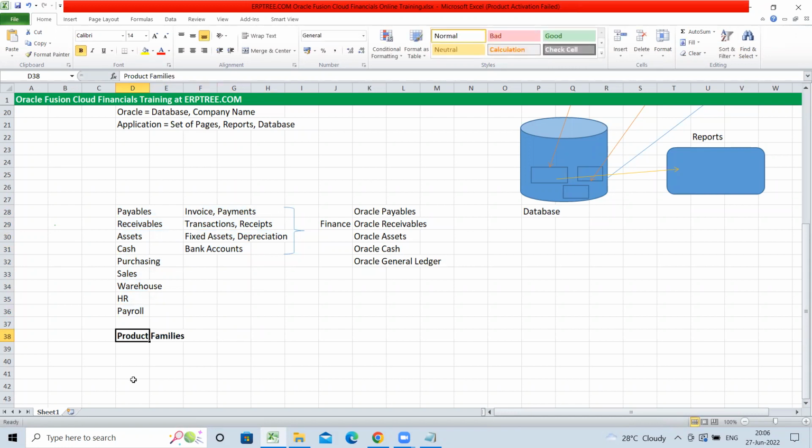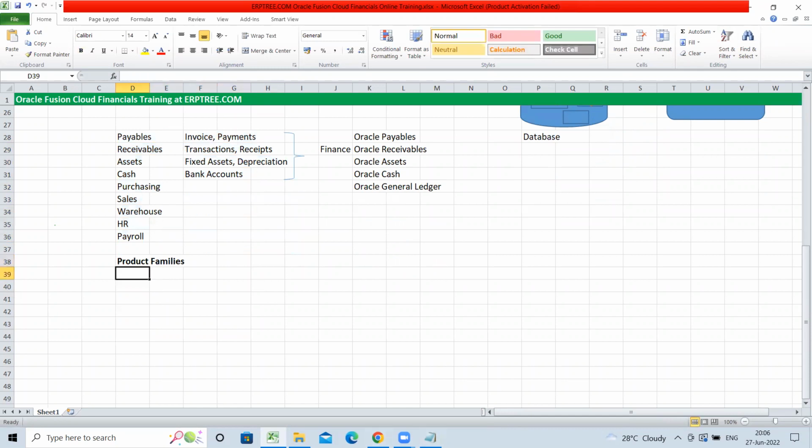We have many product families from Oracle. One of them is financials. Financials means a set of finance related applications. The departments involved in finance related activities are grouped and we call them finance departments. In terms of applications, we call them financials applications.